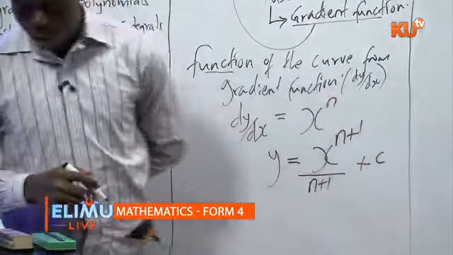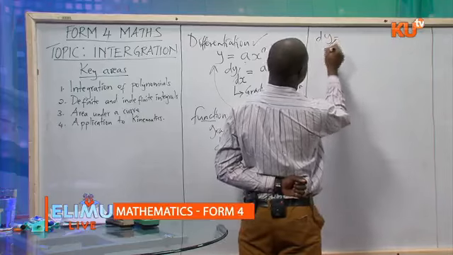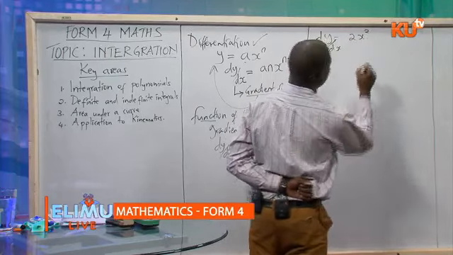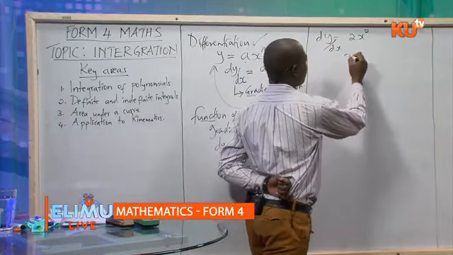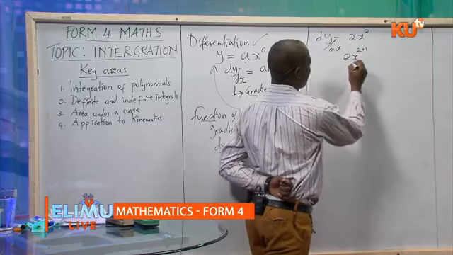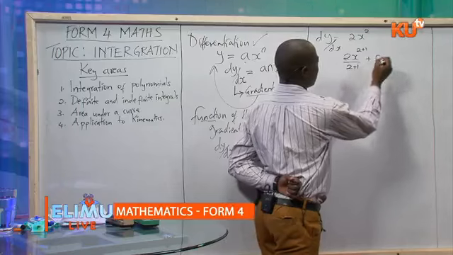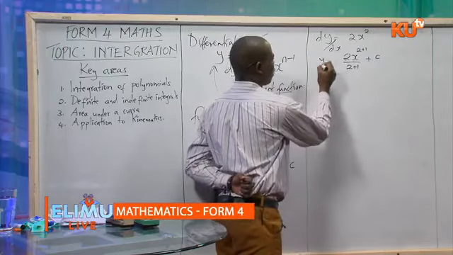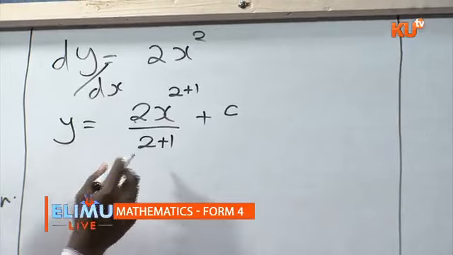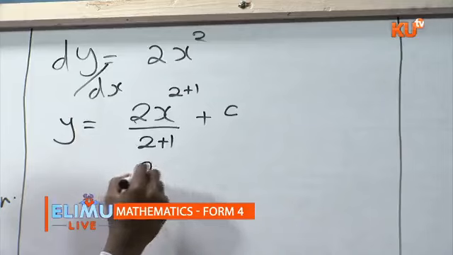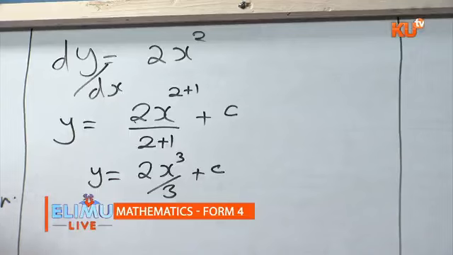For the case of the function where dy/dx is equal to 2x squared, what we mean is we add 1 to the power, so we have 2x^(2+1), then divide by the new power, which is 2+1, and then add the constant c. And so this becomes the function y = 2x^(2+1)/(2+1). So this gives us 2x^3/3 + c as the equation of the curve.